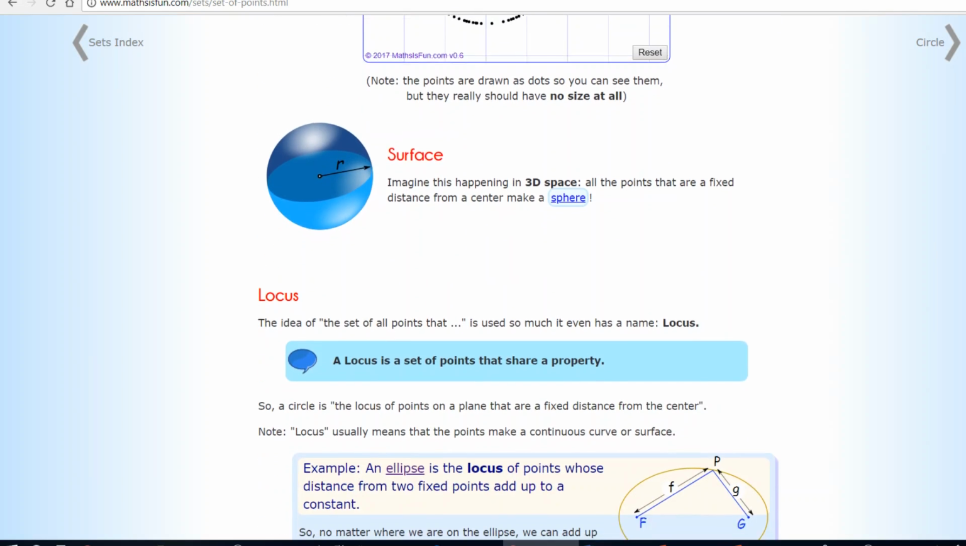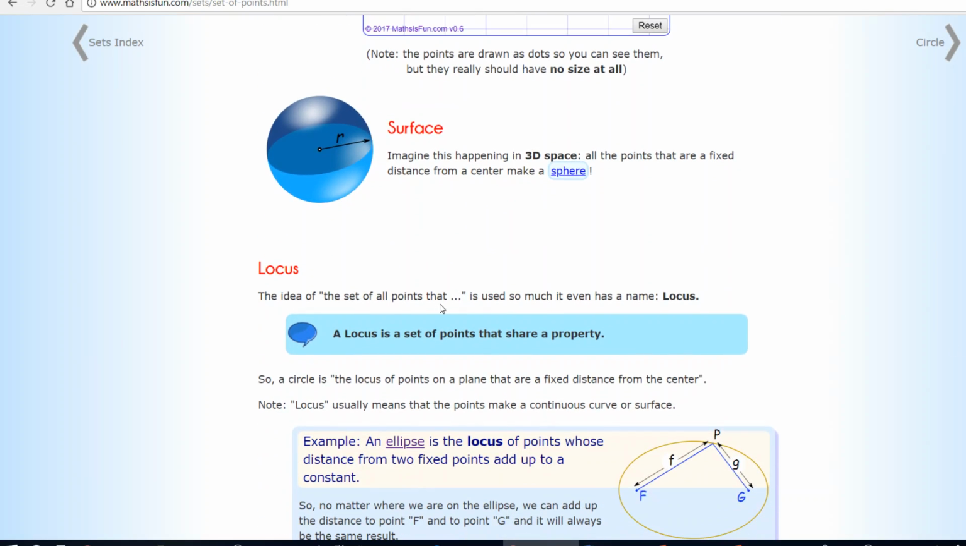That actually has a name. The idea of the set of all points is used so much that it even has a name, called the locus. So a locus is a set of points that share a property. A circle is a locus of points on a plane that are a fixed distance from the center. We talked about the circle already, so now we're going to move on to the ellipse.